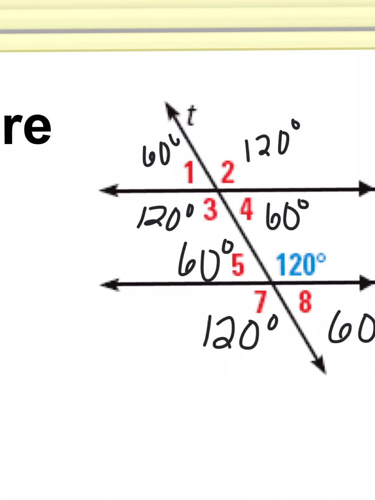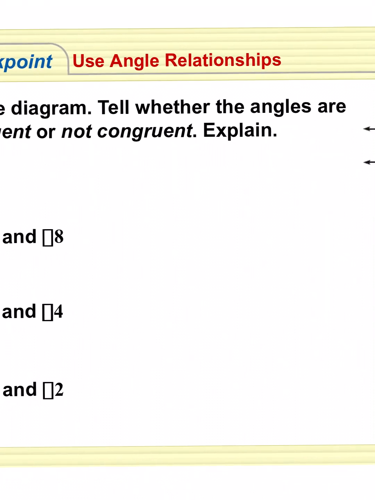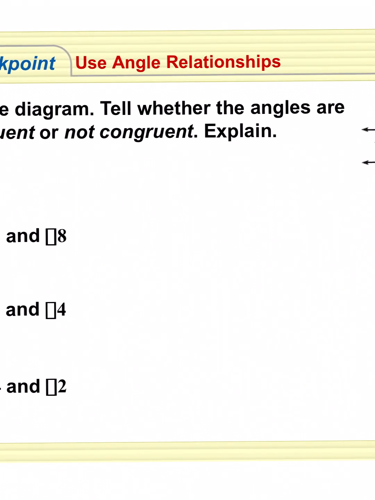Okay, so what do you notice about all those numbers there? There's only 2 different numbers. You're only going to have 2 different numbers for all of those. So now it's asking if they're congruent or not. What does congruent mean? The same angle measure. So are angle 1 and angle 8 congruent?